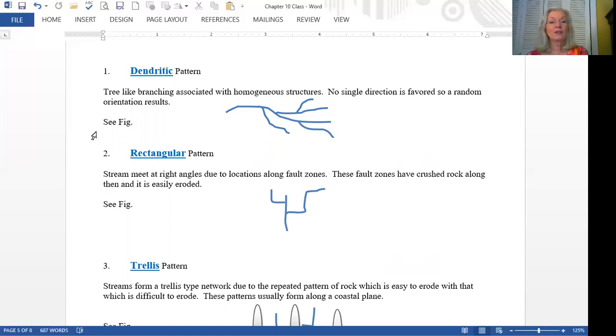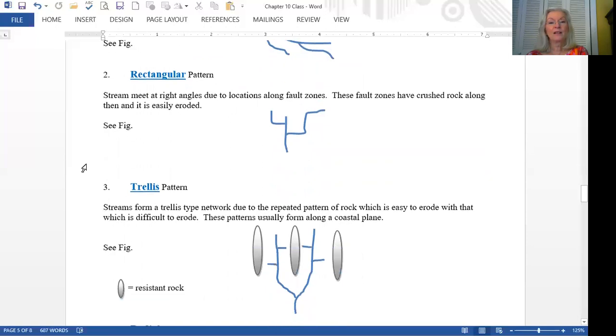The rectangular drainage pattern, I've already said the turns that it makes are 90-degree angles. And this is because the rectangular drainage pattern happens along fault zones. So the rock cracks and breaks, and it makes these sharp angles in the process. And the water then follows along these cracks.